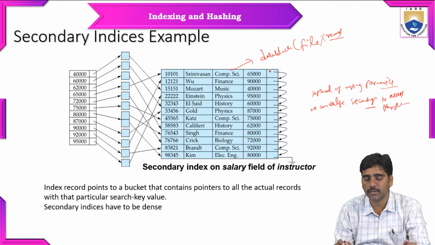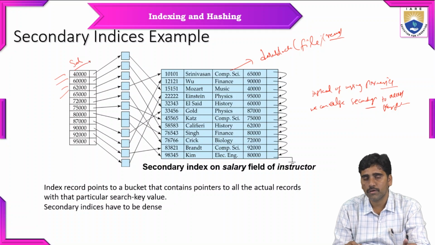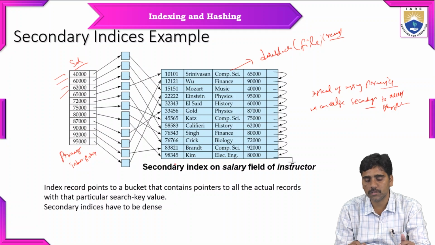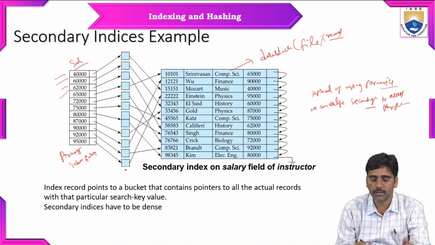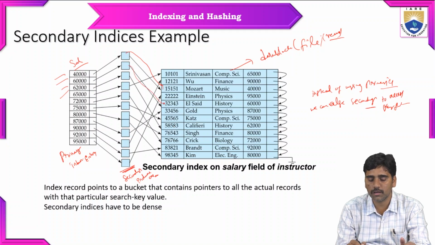So for all this, what are the index entries? Salaries here. All these salaries are primary indexes, or primary index entries. And from these, the secondary indexes are also maintained, and these secondary indexes look up into the records of the file.